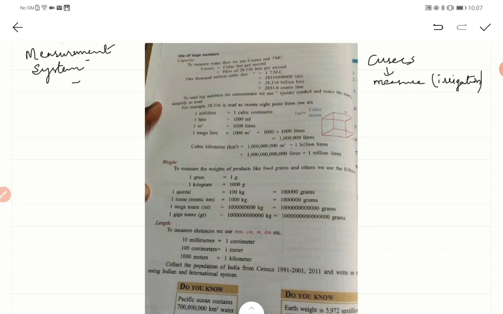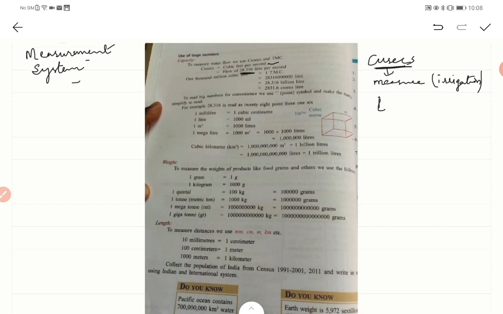That is cubic feet per second. Cusecs is nothing but 1 cubic feet per second, mainly for the measurement of water. This 1 cubic feet per second is the flow of 28.316 liters per second. When we measure liquids, we measure in liters, right? So when we say 1 cusec, it is a flow of 28.316 liters per second.